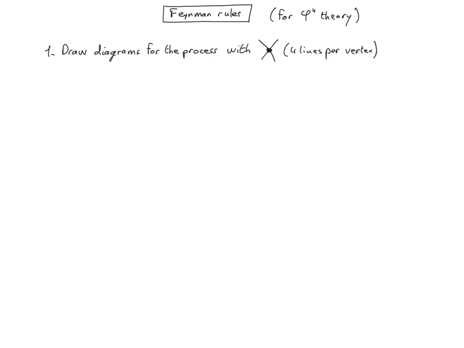The first rule is that we should draw diagrams for the process we are interested in. So for instance, in a collision, we have two incoming lines and two outgoing lines. And these diagrams are made of vertices, that's a dot here, connecting four lines. And that's because we are in the φ⁴ theory. We have four fields interacting at some given point of space-time.